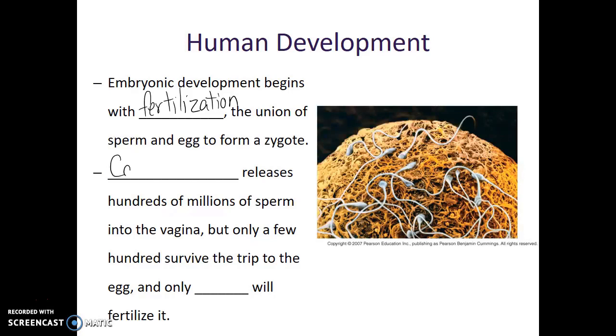Copulation, or sexual intercourse, releases hundreds of millions of sperm into the vagina, but of those, only a few hundred survive the trip to the egg, and of those few hundred that make it to the egg, only one of them will end up fertilizing it. It was this statistic that led my high school anatomy physiology teacher to say, "Everyone's a winner, at least once in their life."